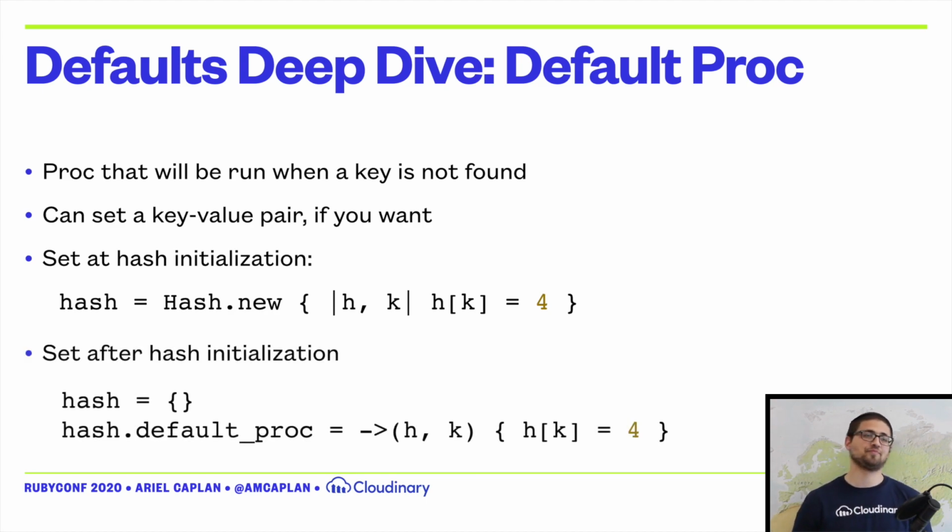depending on your use case. Now, if you set it after hash initialization, this is how it looks. You just call hash.default_proc equals, and then you give it a lambda, or give it a proc. Either way, it's the same. I just happen to like lambda syntax, so that's why I used it.